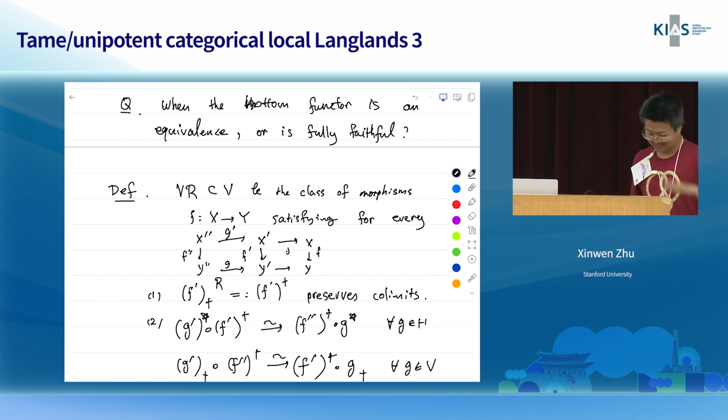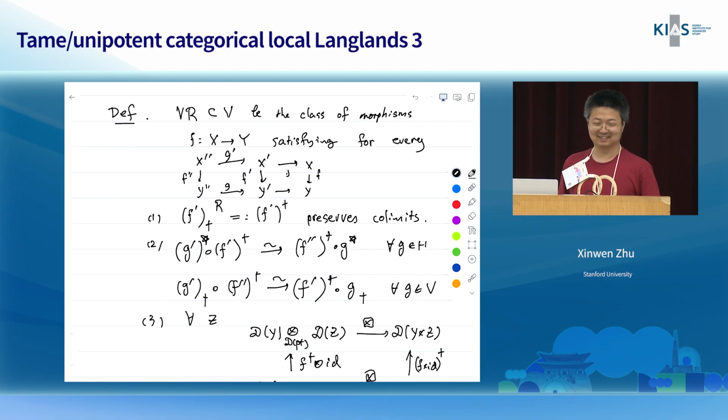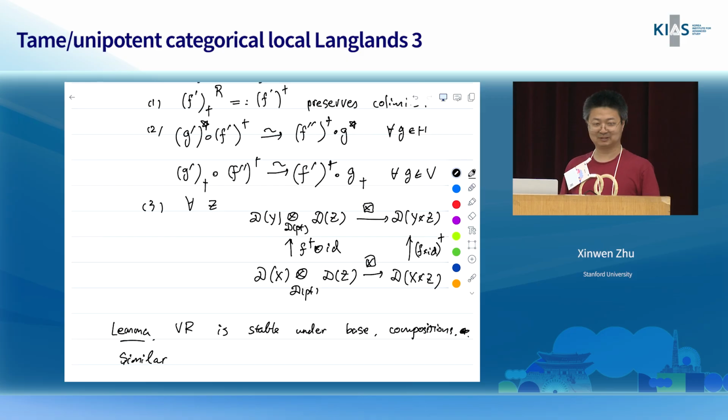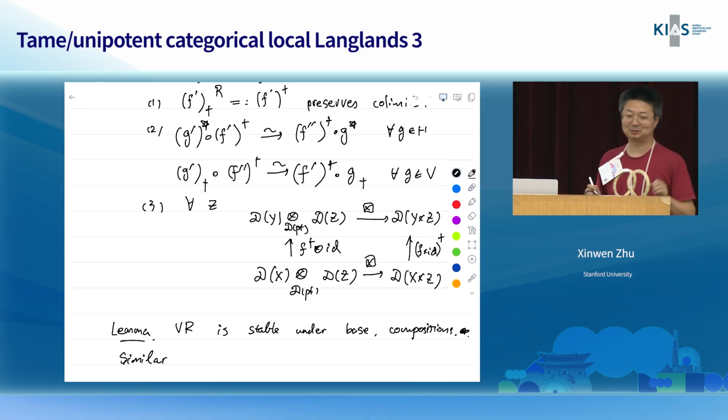Does VR stand for, like, vertically right adjointable? What is VR? VR is vertically right adjoint, yeah. Okay, so then it's more a little bit like smooth. Okay, thanks.